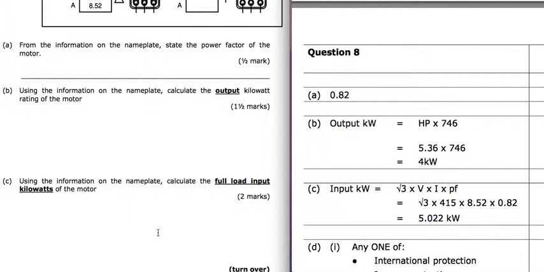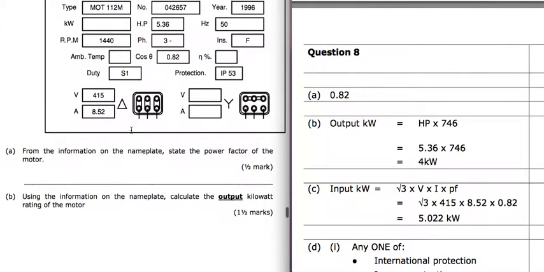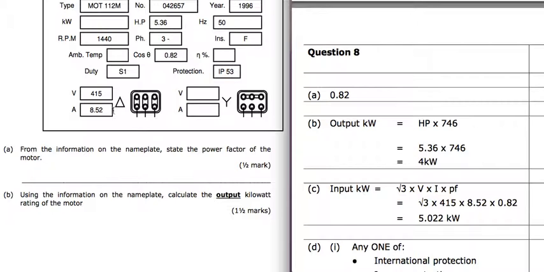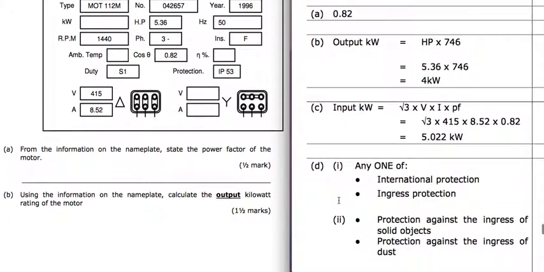The input power is our electrical input power. So again, it's our √3 IV power factor. There is their √3 VI power factor. So √3 times 415 volts, because our input is in delta, times 852, which is our input current, or full load input current, times the power factor that we found earlier, which was 0.82. And that gives us just over 5 kilowatts.